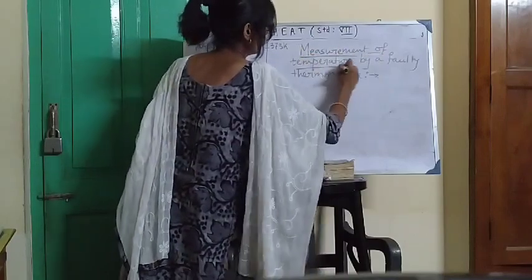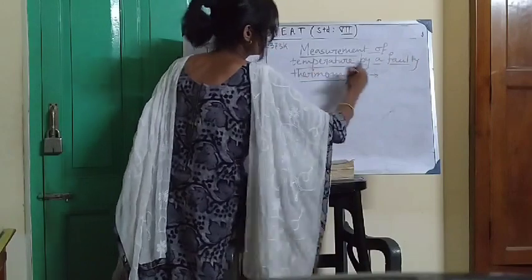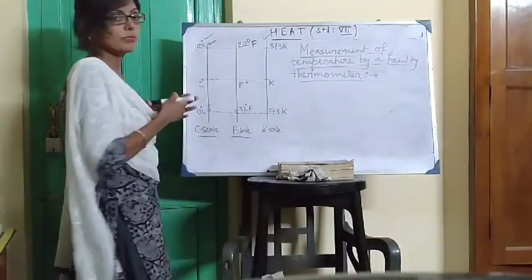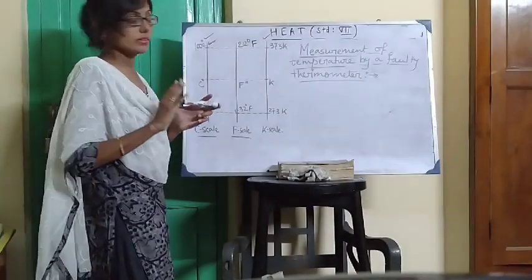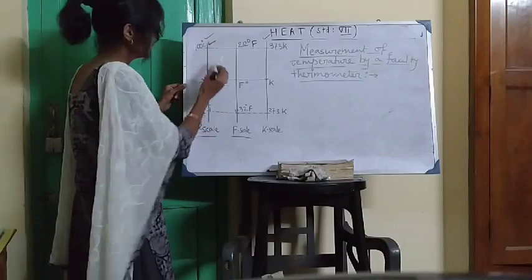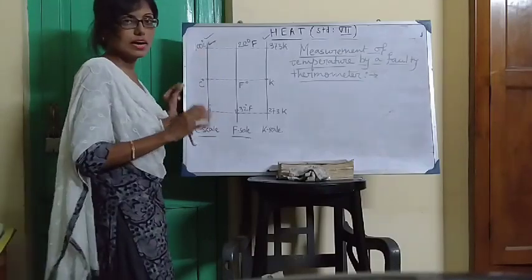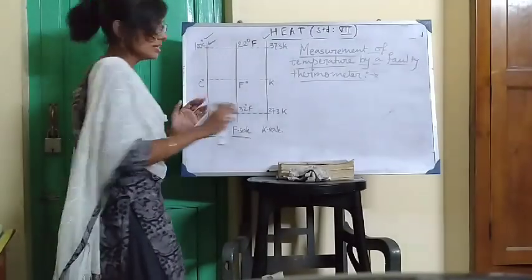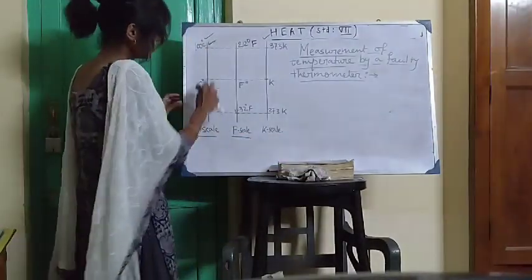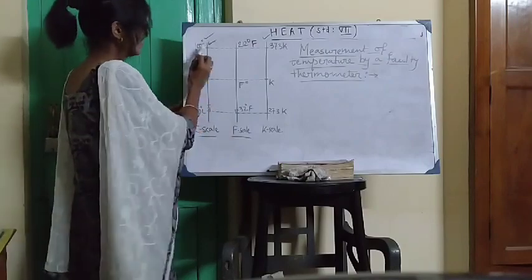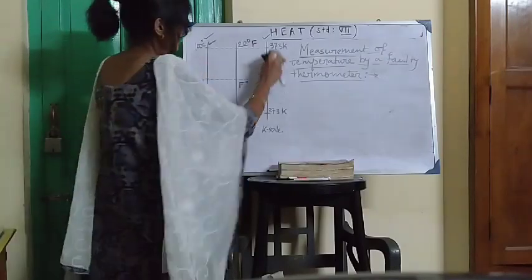Measurement of temperature by a faulty thermometer. What is a faulty thermometer? Faulty thermometer means the ice point and steam point are not correct. Means the scaling in the freezing point and boiling point of water are not 0 degree centigrade and 100 degree centigrade. The ice point and steam point are different than 0 degree C and 100 degree C.